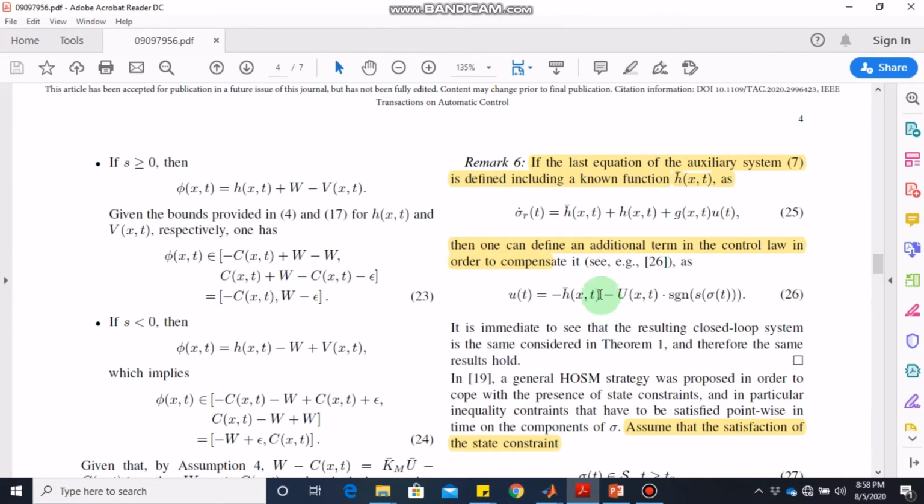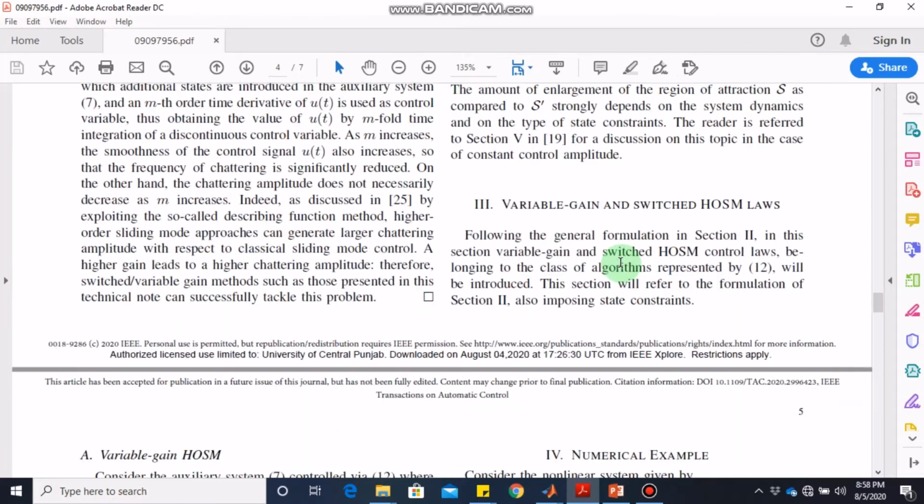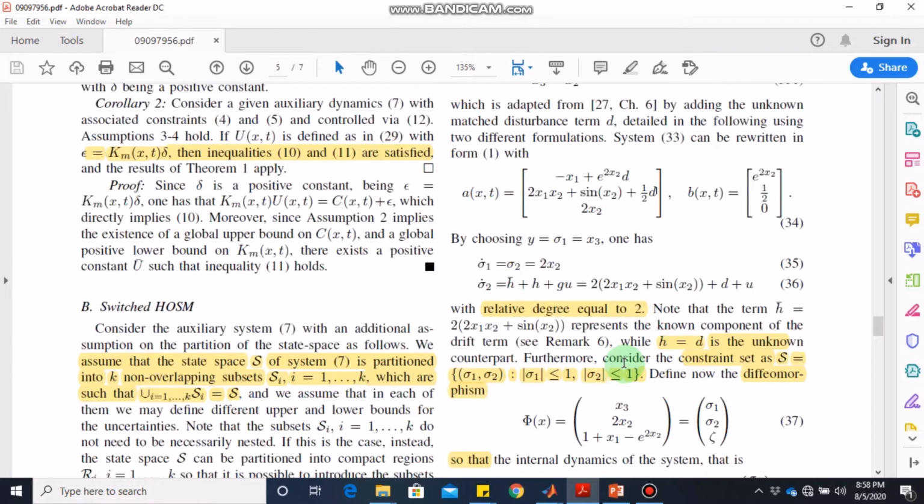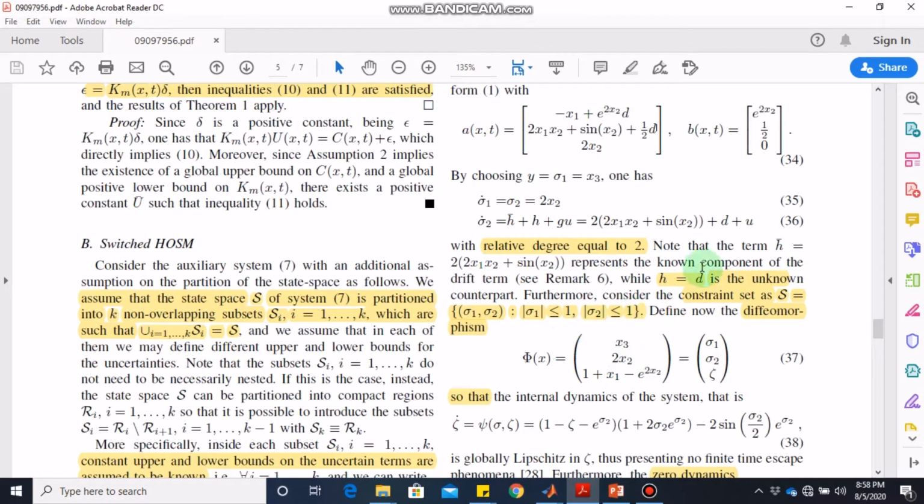Here you can see that sigma r dot can be h bar plus h plus g of x into u. So g of x is 1 in our example, h of x is d, and h bar of x is this whole thing in our example. Here you can see this 2 multiplied by 2x1 x2 plus sine of x2, this is h bar, and h is equal to d.